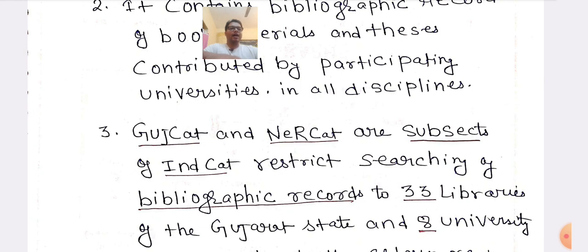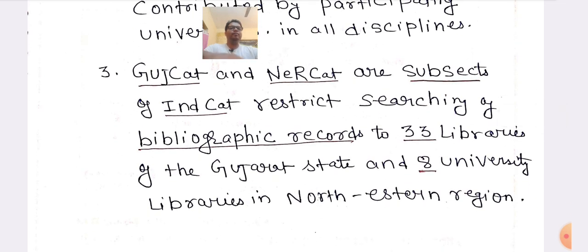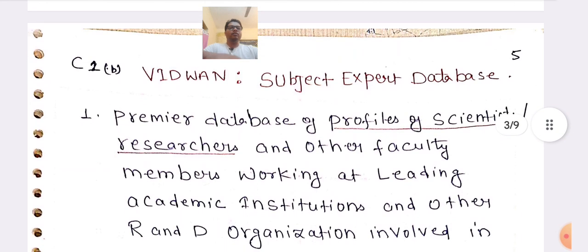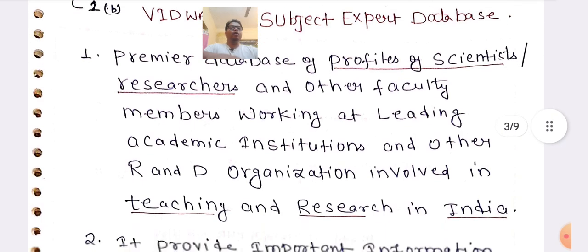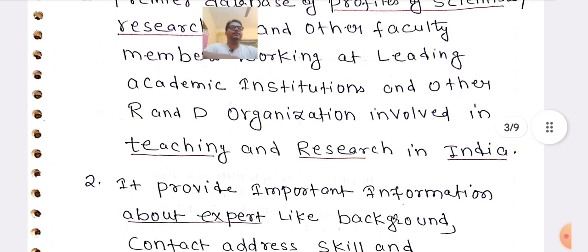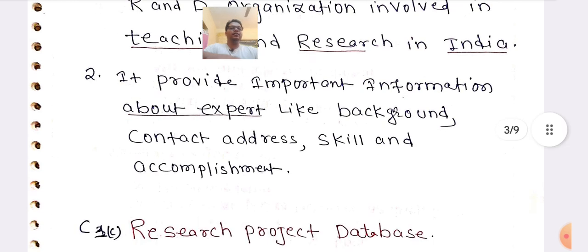GUJ-CAT and NER-CAT are subsets of INTCAT, restricting searching of bibliographical records to 33 libraries of the Gujarat state and 8 university libraries in the northeastern region. Now we have the Vidwan Subject Expert Database, the premier database of profiles of scientists, researchers and other faculty members working at leading academic institutions and other R&D organizations involved in teaching and research in India. It provides important information about experts like background, contact address, skills and accomplishments.